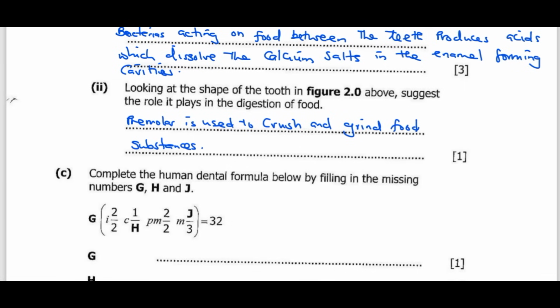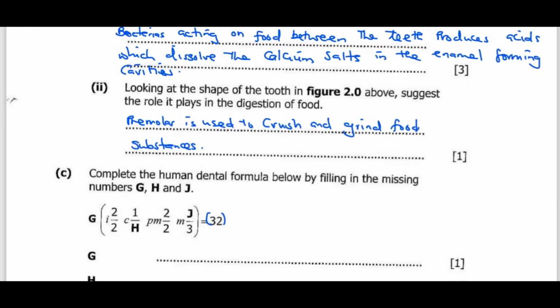Okay, so we move to the next one. Complete the human dental formula below by filling in the missing number. So we have G, and then we have H, and then we have J. All these will make for 32 teeth in the mouth.